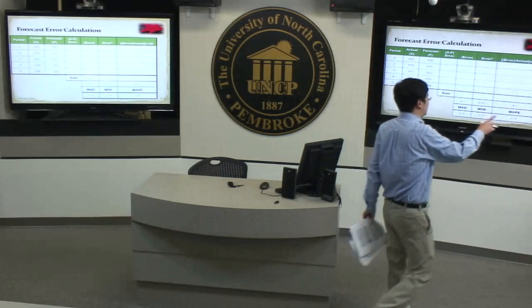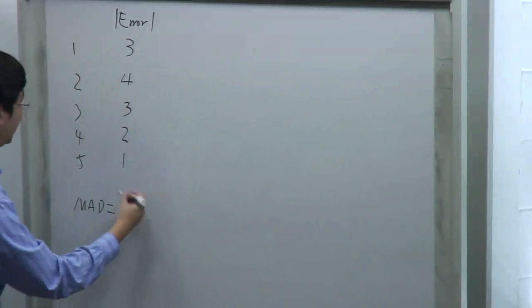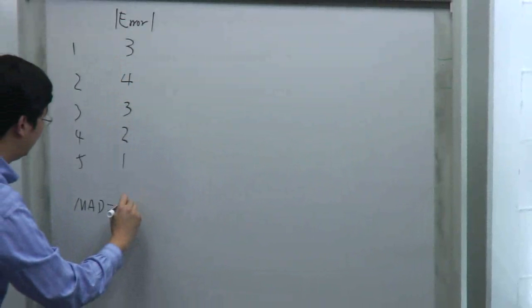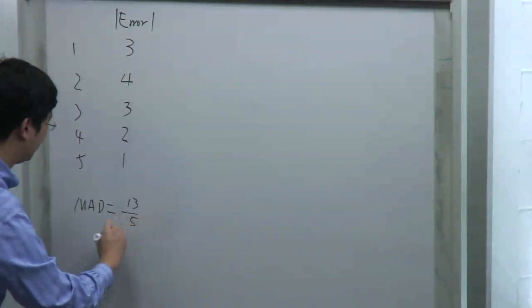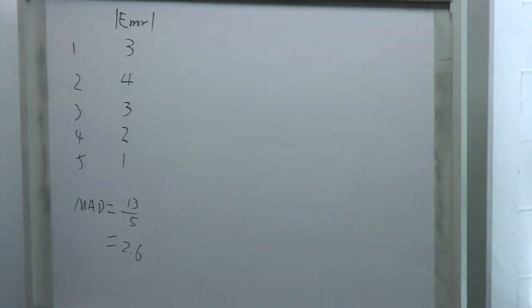And you sum them together. What is the summation of the absolute forecast error? Who can tell me? 13 divided by 5, which is equal to 2.6. Great. I believe most students get the correct answer.